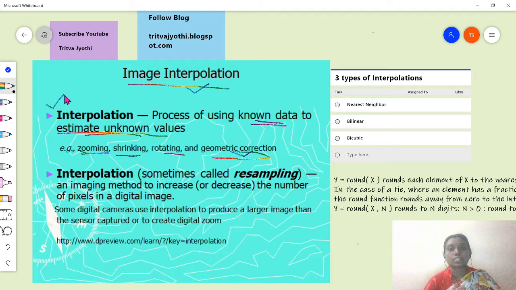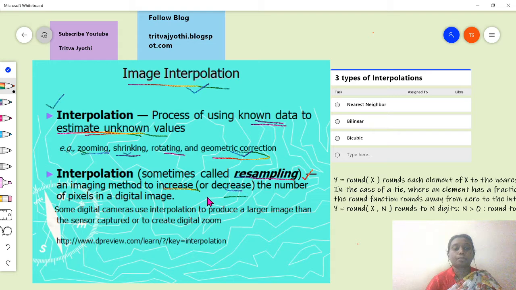Image interpolation, we sometimes also call resampling. It is an imaging method to increase or decrease the number of pixels in a digital image. By zooming, we are increasing the number of pixels, and by shrinking, for example cropping the image, we are decreasing the number of pixels in the digital image.